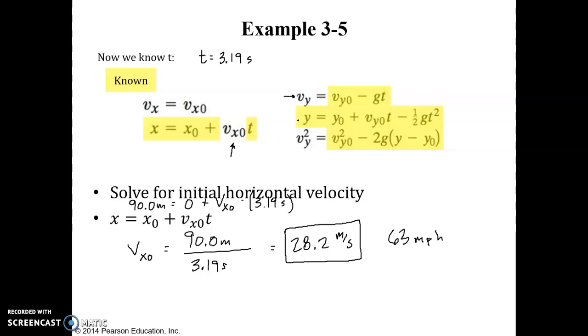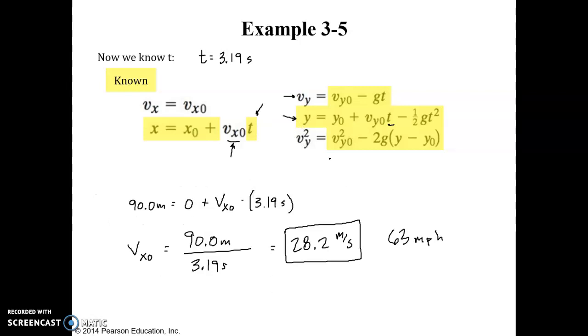So you can see we used two different equations. We had to use this one in order to get time, and then plug it into this one in order to find the initial velocity. So this is pretty typical of these types of problems. We have to use multiple equations in combination with each other in order to arrive at the final solution.